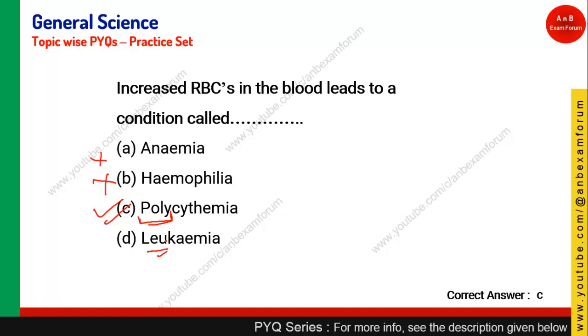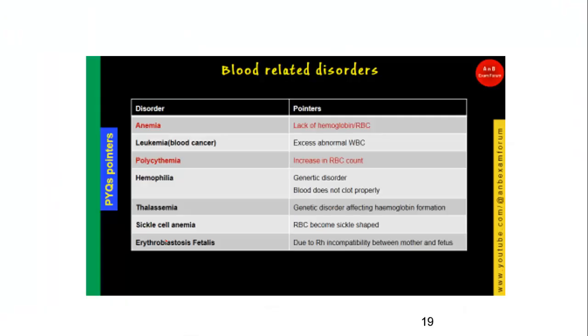Leukemia is basically blood cancer, and these are blood related disorders. Anemia is the lack of hemoglobin or RBC. Leukemia is a blood cancer when you have excess or abnormal WBC. Polycythemia is when you have an increased number of RBC. Hemophilia is a genetic disorder in which blood does not clot properly. Thalassemia is again a genetic disorder which affects hemoglobin formation. Sickle cell anemia is where the red blood cell becomes sickle shaped.